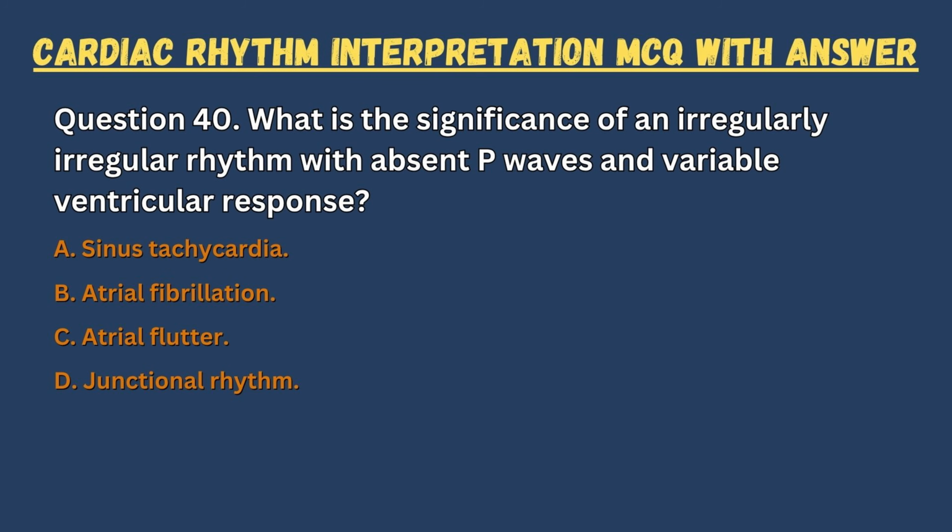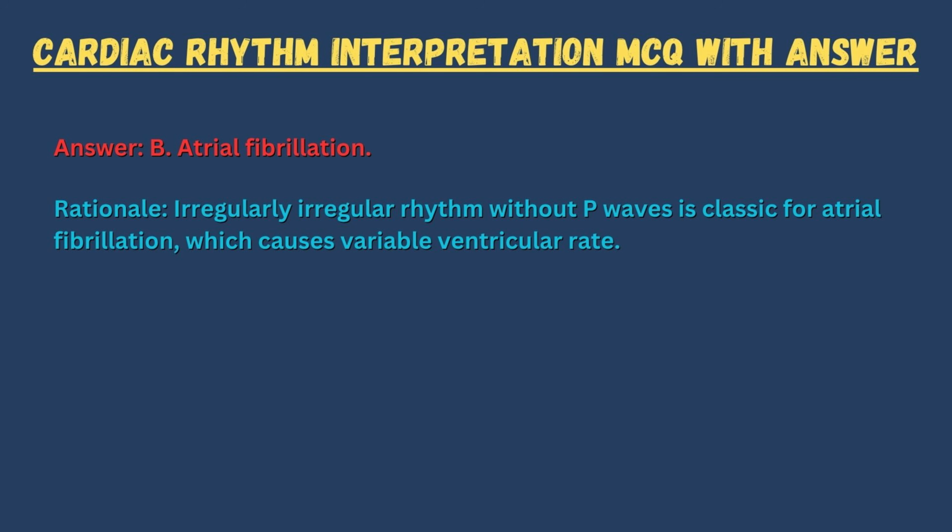Question 40. What is the significance of an irregularly irregular rhythm with absent P waves and variable ventricular response? A. Sinus tachycardia. B. Atrial fibrillation. C. Atrial flutter. D. Junctional rhythm. Answer: B. Atrial fibrillation. Rationale: irregularly irregular rhythm without P waves is classic for atrial fibrillation, which causes variable ventricular rate.